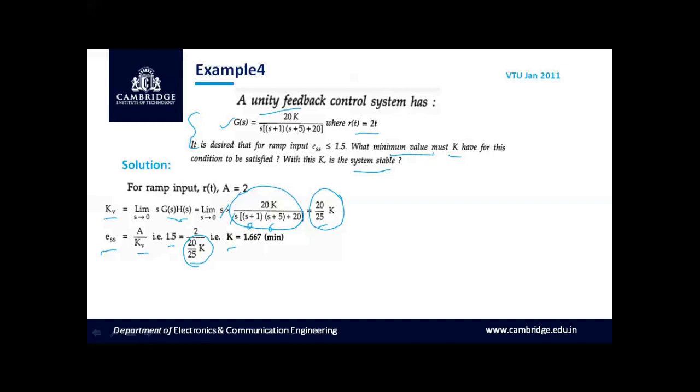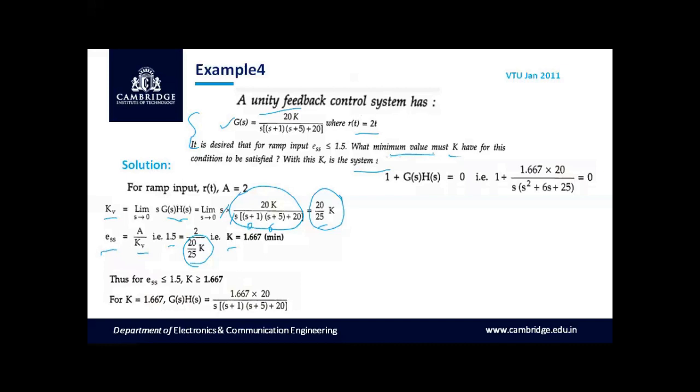Once after finding the value of k, the procedure is now very simple. Our point of interest is to find the characteristic equation 1 plus g of s into h of s equal to 0. Hence, in the given g of s, we have to substitute k is equal to 1.667 and then simplify the characteristic equation, and represent it in the form of a polynomial, which is given by s cube plus 6s square plus 25s plus 33.33 equal to 0.